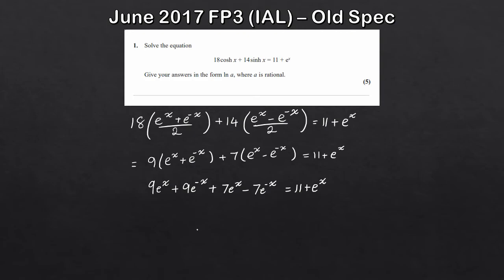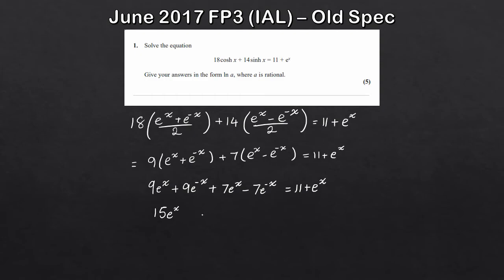So now, what I'm going to do is simplify this. I've got 9e to the x plus 7e to the x, so that'd be 16e to the x. But we've got an e to the x here. Now we want this to be equal to 0, so I'm going to take this off this side. Well, that'd be 16 minus 1 e to the x, so that'll be 15e to the x.